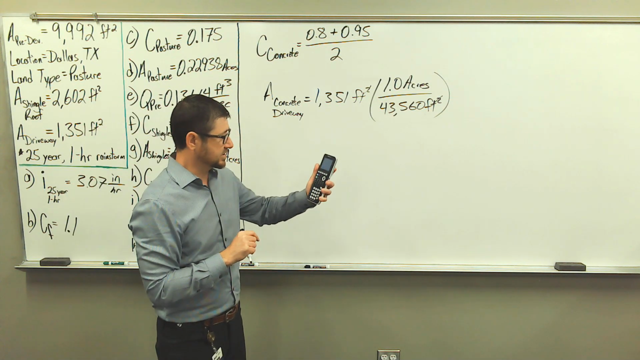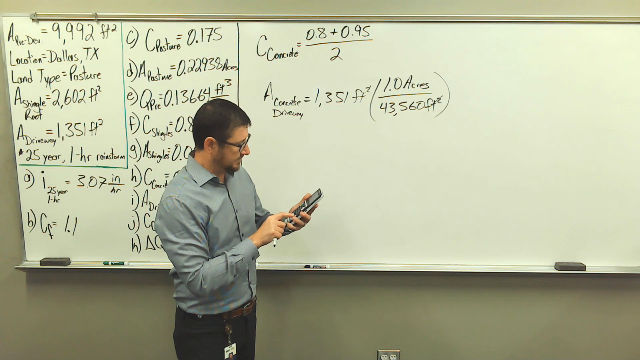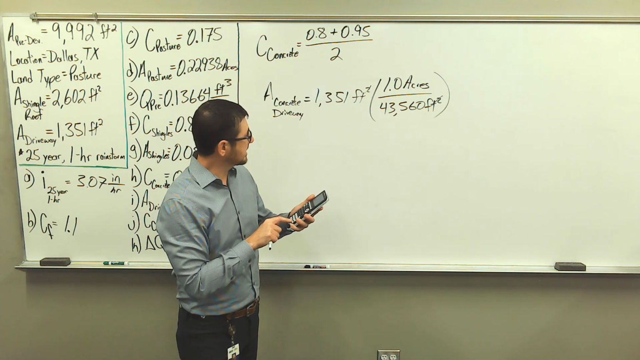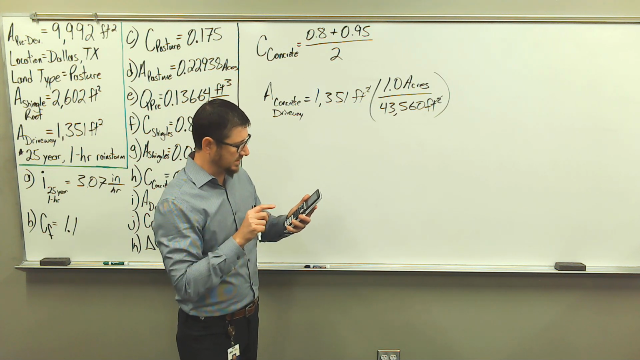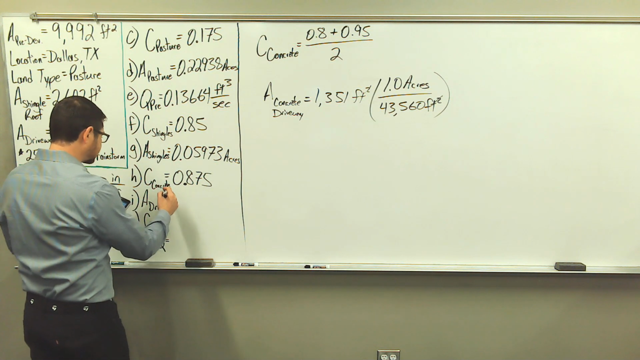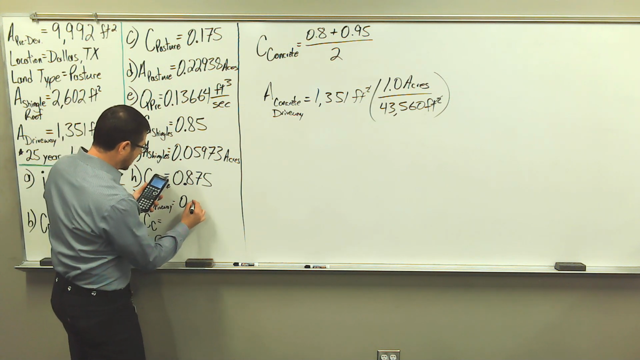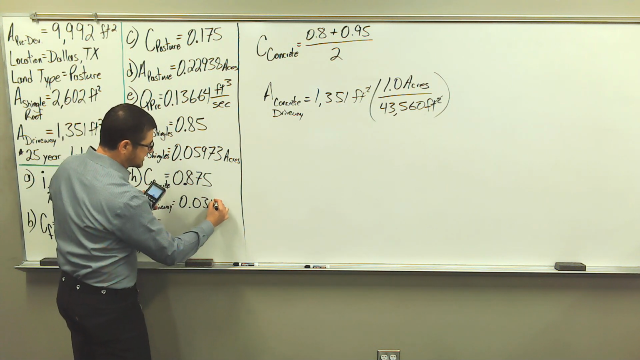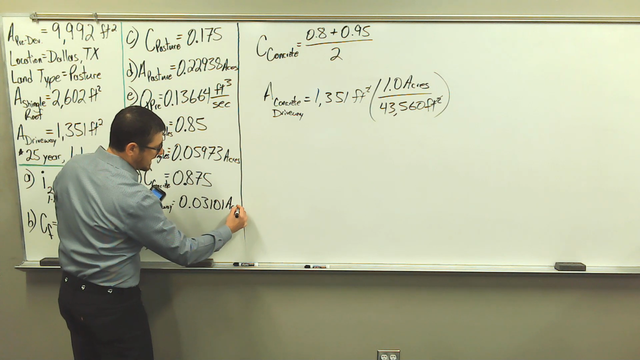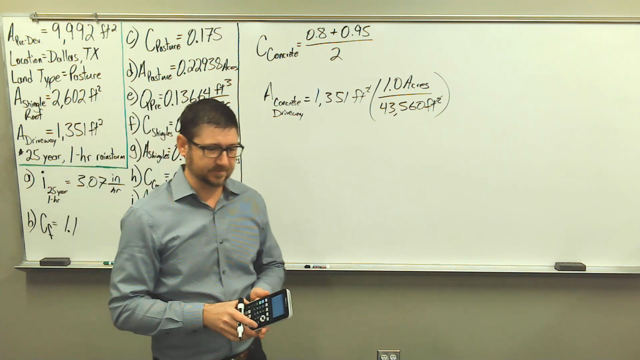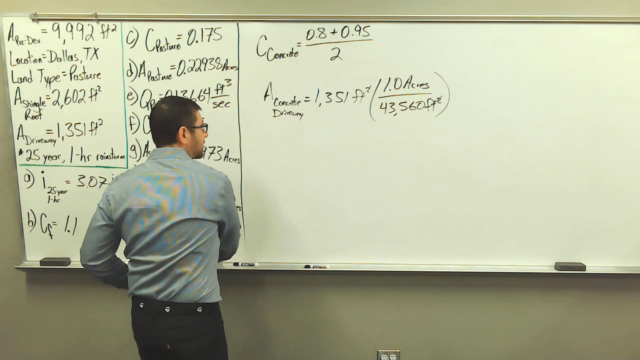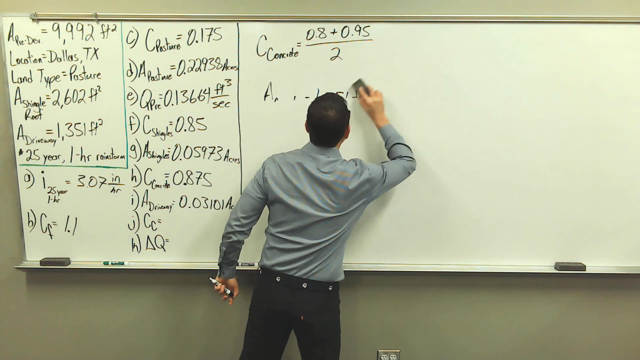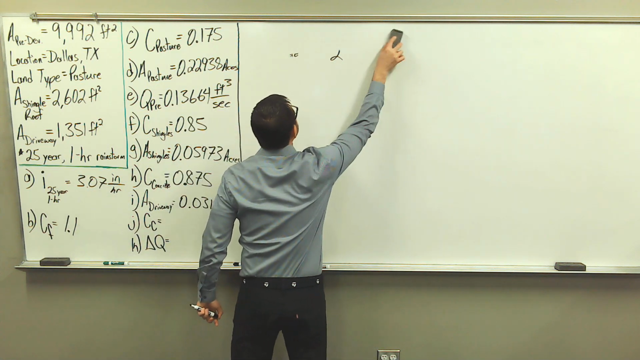So once again, let's grab our calculator here. 1,351 square feet divided by 43,560, and that will give us 0.03101, and we have units of acres. Okay? All right, I'm going to go ahead and erase this here.